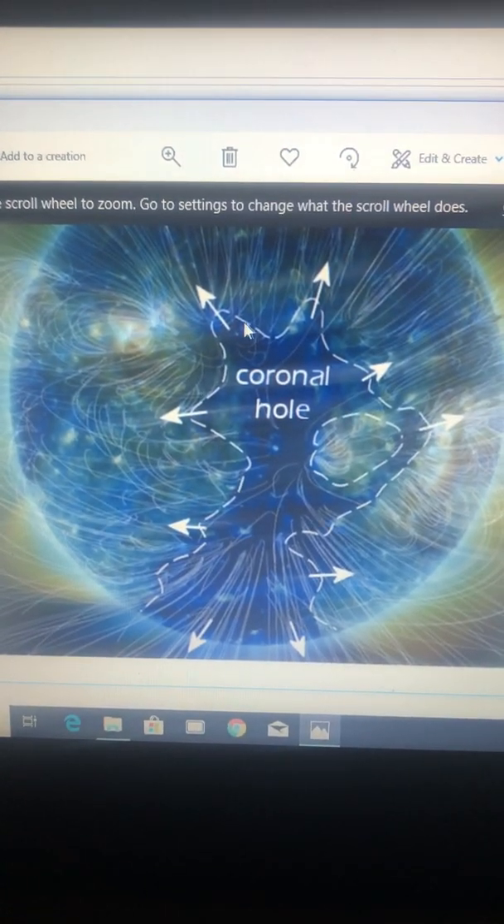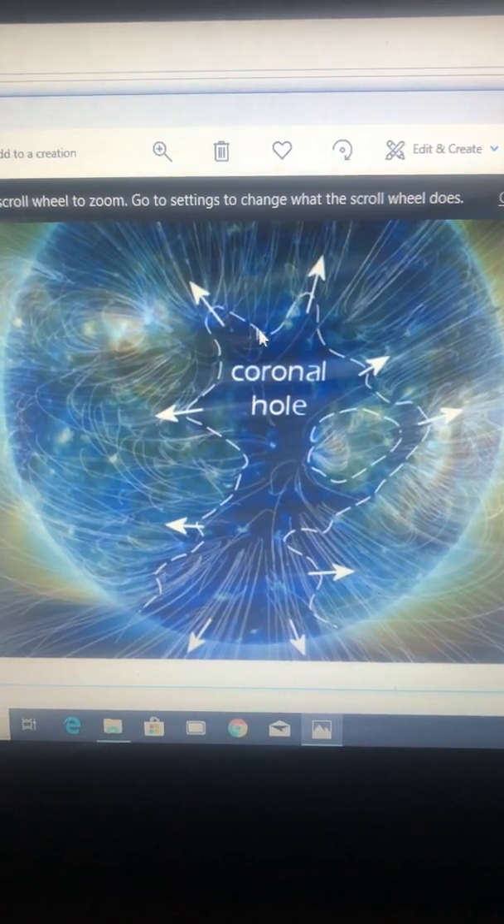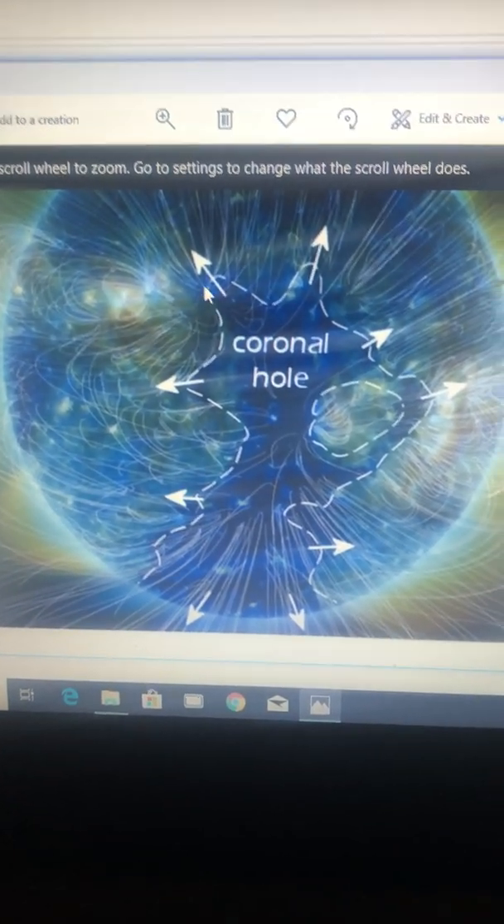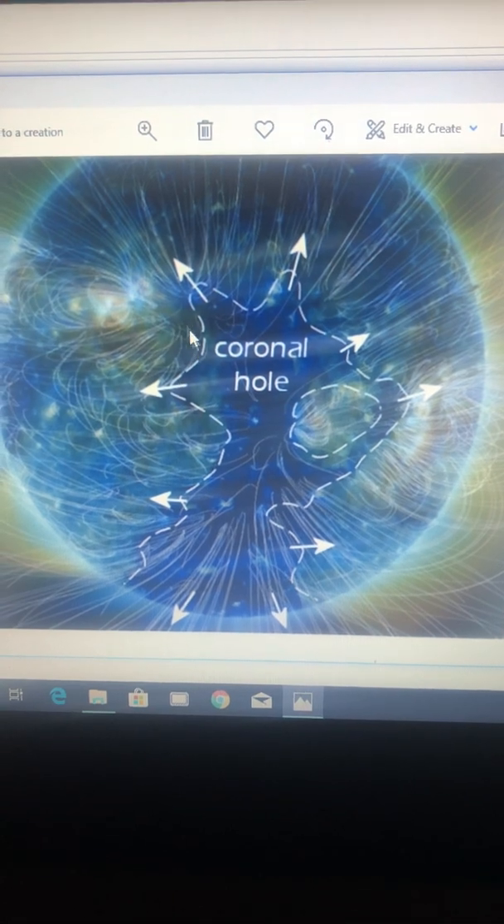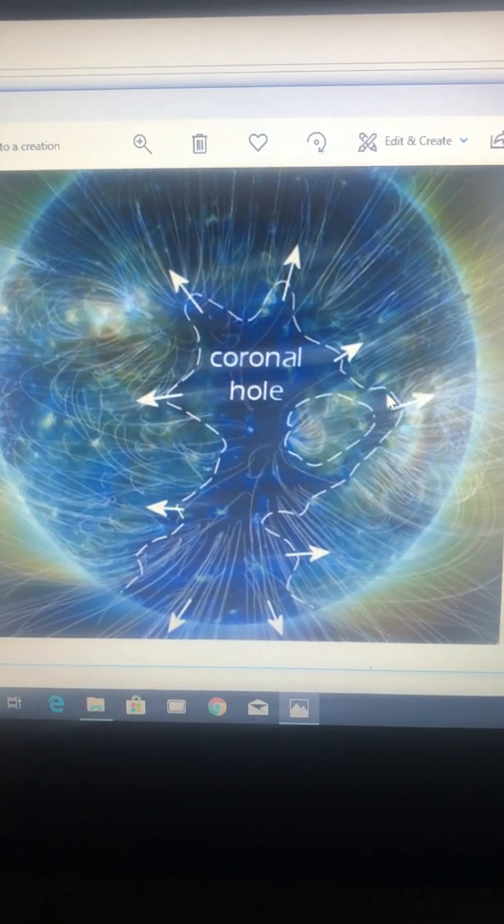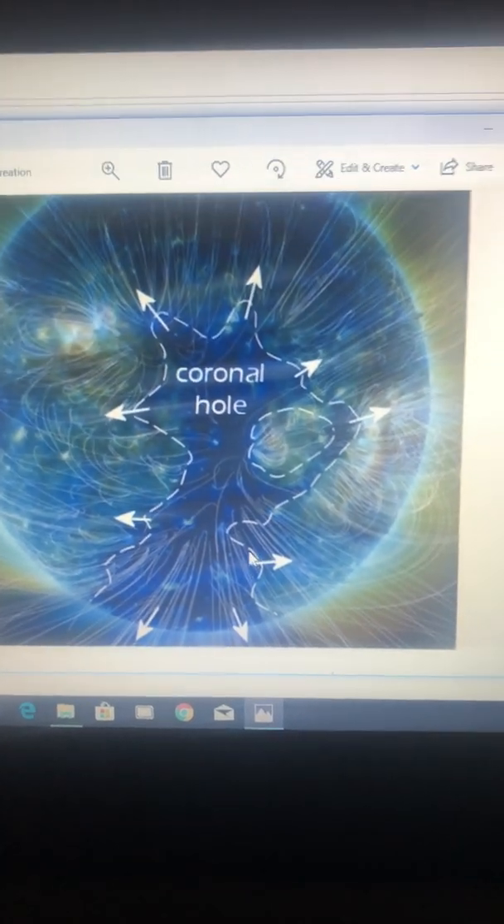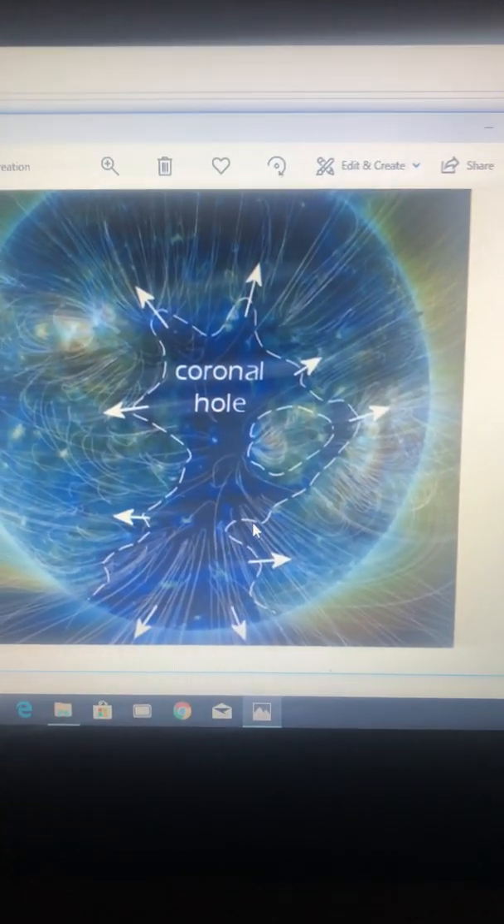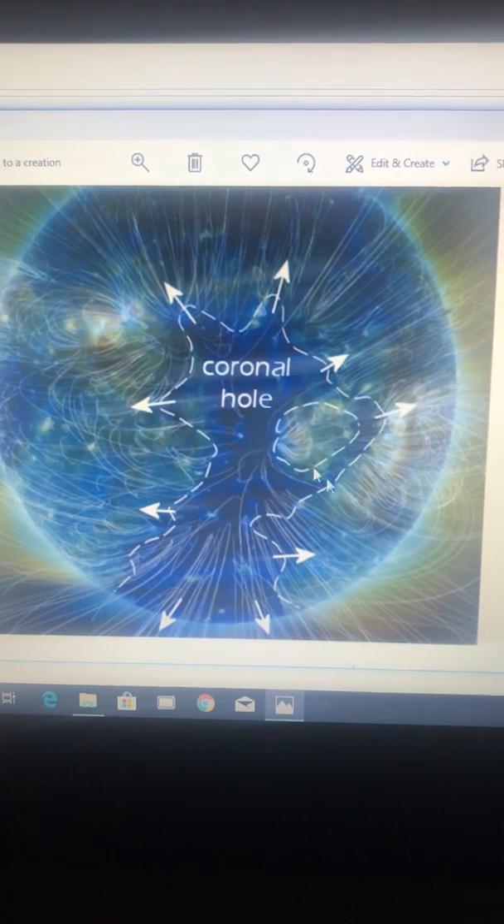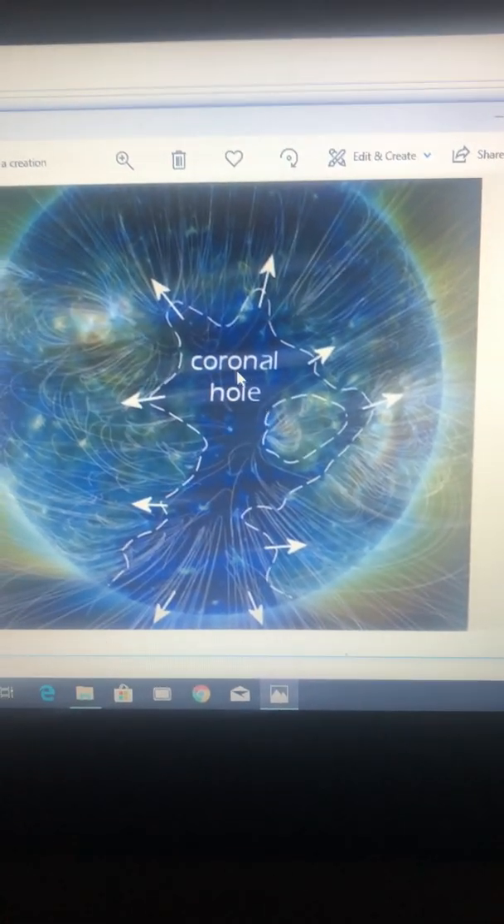So what happens is, as the sun rotates, sometimes coronal holes will form. Now this is a huge coronal hole. I mean, these are the standard sizes that we usually see, actually. You do get some small ones sometimes, but sometimes they're actually huge. Okay, and I'll show you a comparison of how big Earth is compared to the sun in a moment.